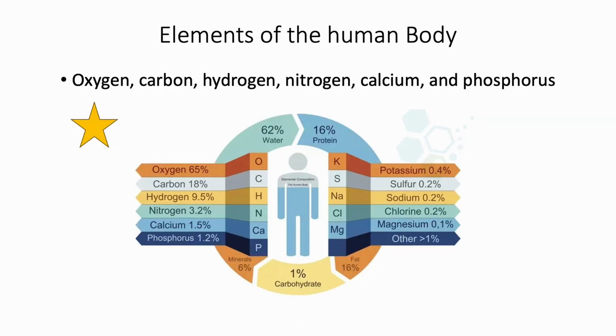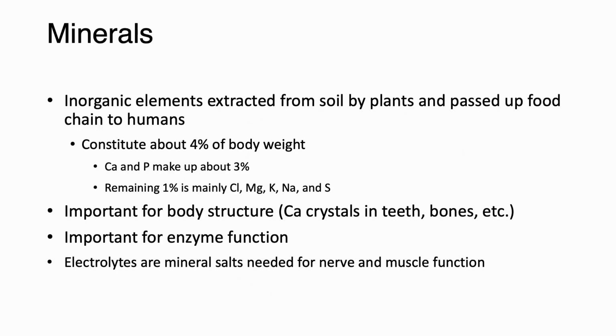So again, here we see the elements of the human body. We have oxygen, carbon, hydrogen, nitrogen, calcium, and phosphorus. I like this image I found on Google. It also shows you how much water we are made up of, the minerals, how much fat makes up our body, and the other lesser elements.